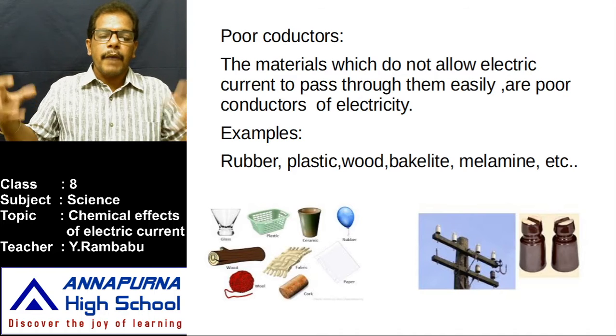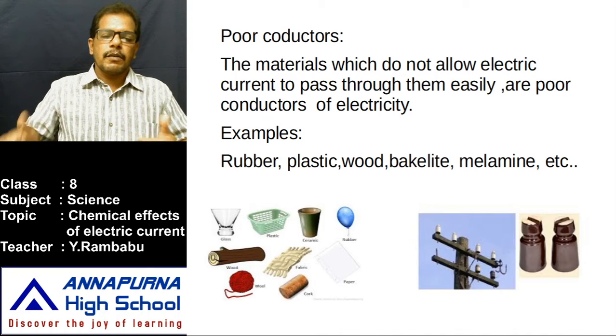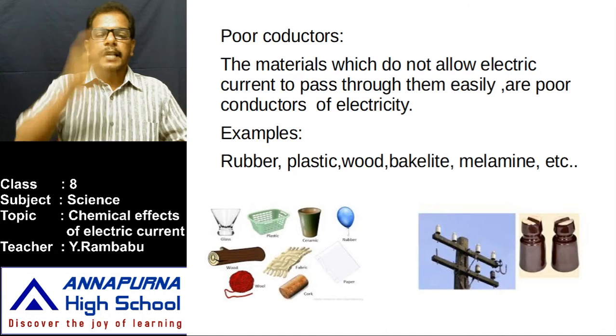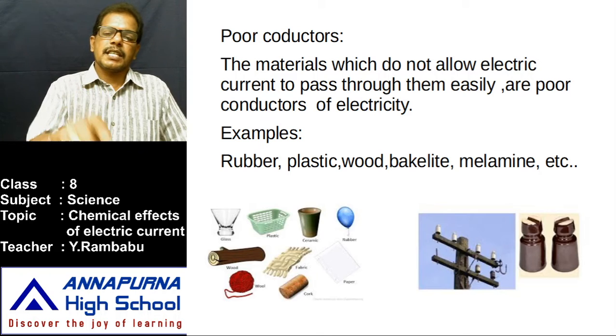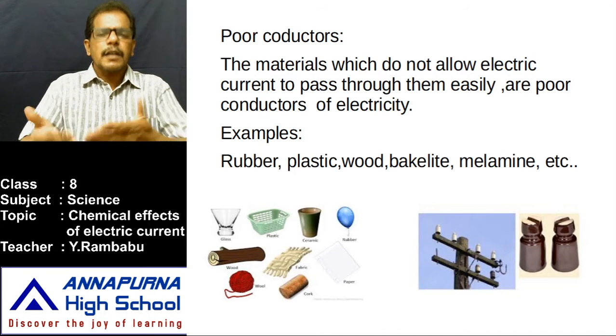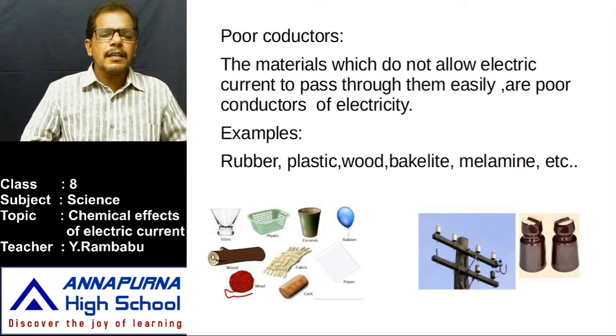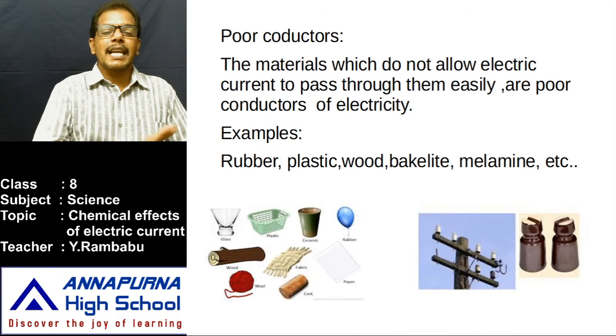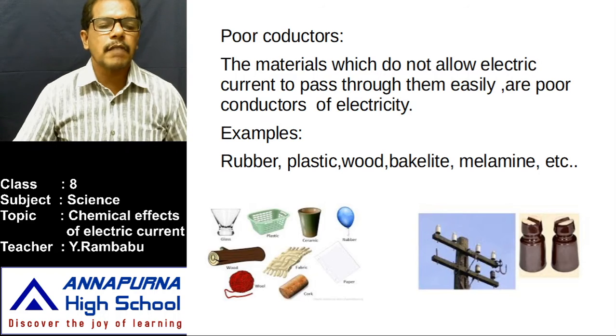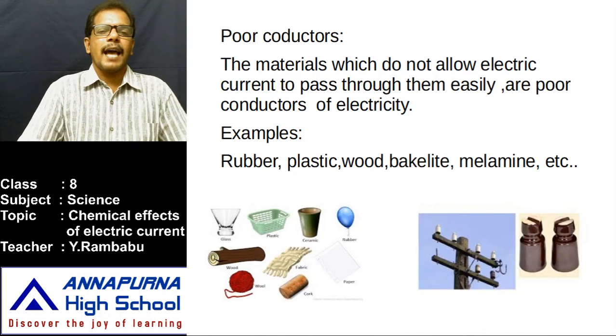And in power lines, in our streets, main supply lines, there are electrical poles, and on the poles we observe vessel-like structures, as shown in the figure, that are made of melamine. What are all these? Does electricity pass through them? No, electricity doesn't pass through them. That's why these are simply called poor conductors.